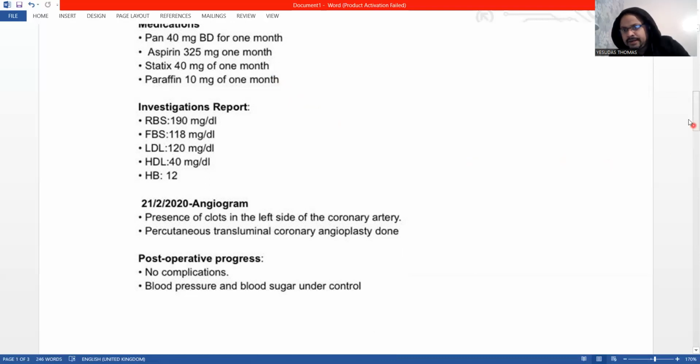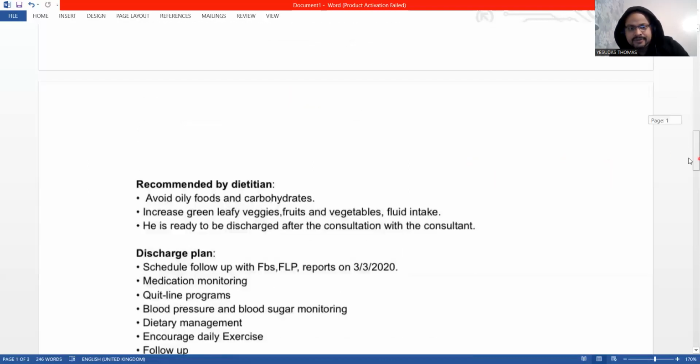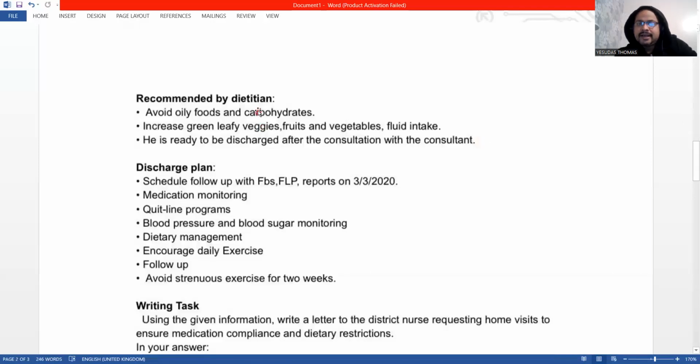Now let's go ahead with the diet here. We can see that it was recommended by the dietitian. You have seen that the patient is a chronic smoker and an alcoholic, and he loves sugary foods and oily foods. So the dietitian recommended him to avoid oily foods and carbohydrates, and instead increase green leafy vegetables, fruits and vegetables, and fluid intake. So this is the restriction on oily and sugary foods, and the recommendation for fruits, vegetables, and fluids. So this is something important after the medicine.